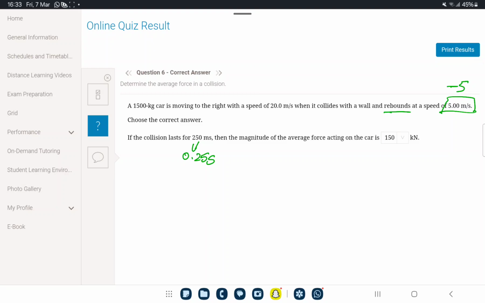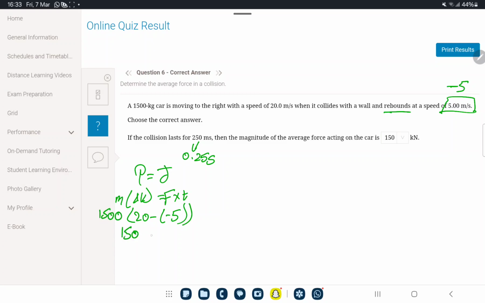So now you want the force, also P equals J. Now P here, they said the rebound, so mass times delta V equals J, which is F times t. Delta V, 20 minus 5. They said rebound, so the velocity is negative and the mass is 1500.